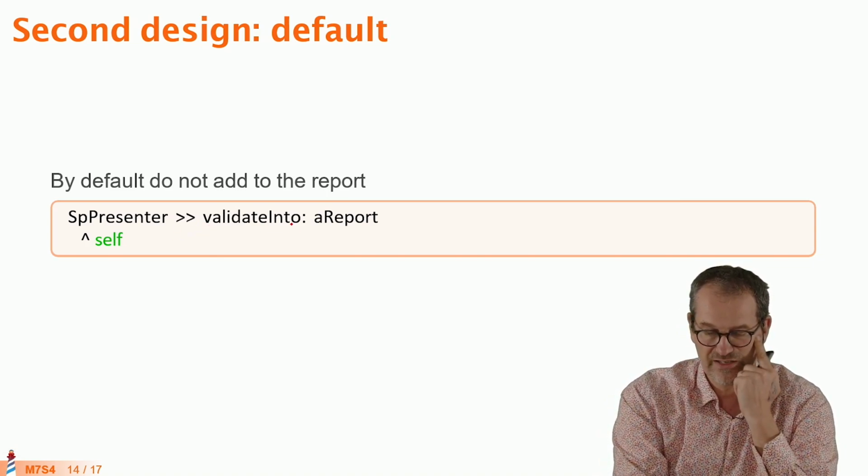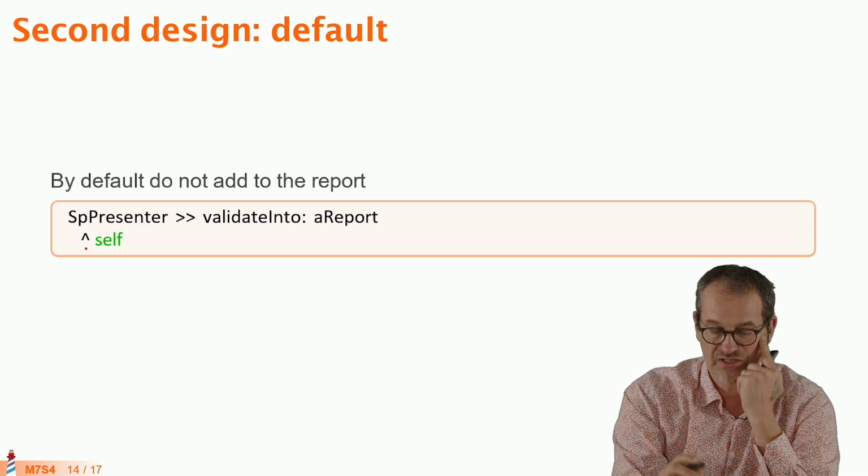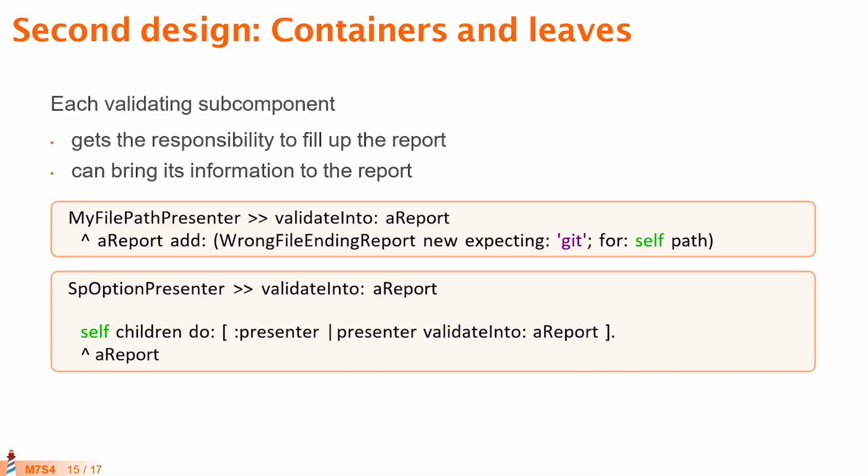This design would be like that. We could say, okay, validate into a report, and by default, do nothing. And then, for containers and leaf, the path presenter will just say, okay, in the report, please add this for self path, and probably it should say that this is a mistake on self, and probably not say path, but on self, so that the user interface can pinpoint and put in red the right field. Then the option presenter gets a report and just passes it to its children. If it wants to do it via the children, it could also say, no, I decide to do it in another way.